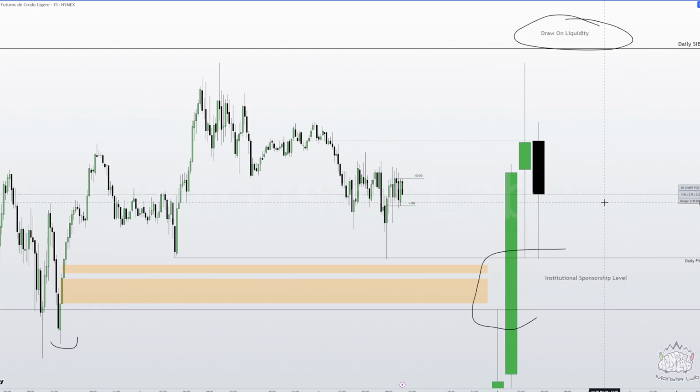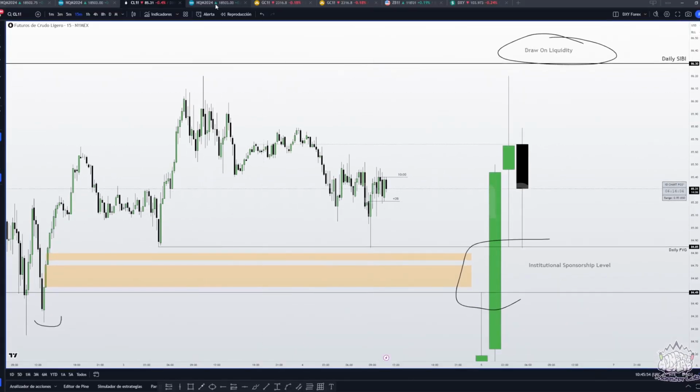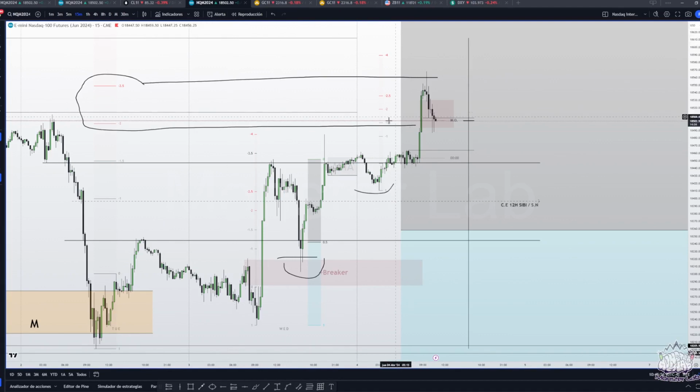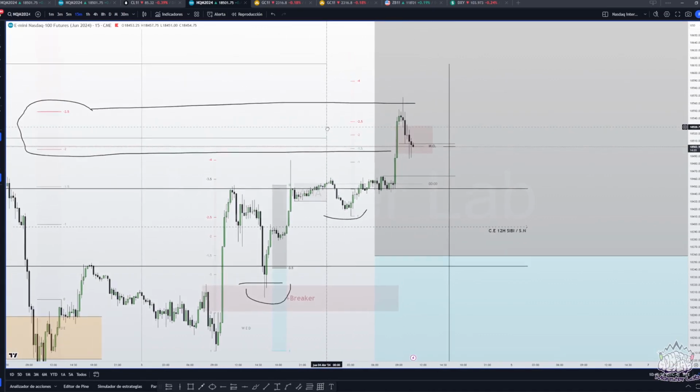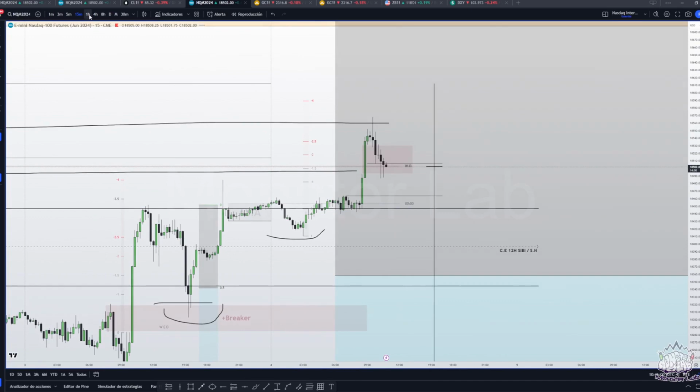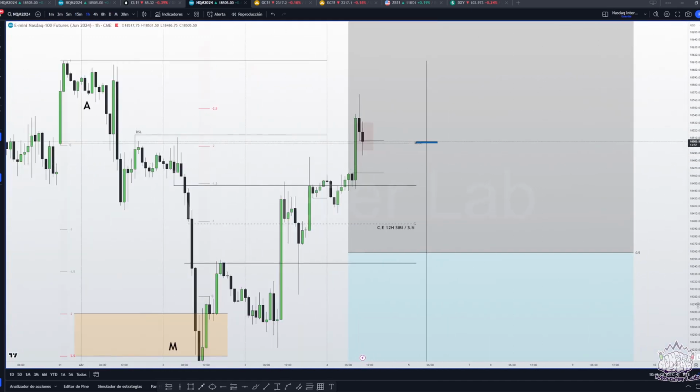Oh, price is in the same PDRA. Surprise. Oh, Nasdaq is in the same PDRA. Surprise.